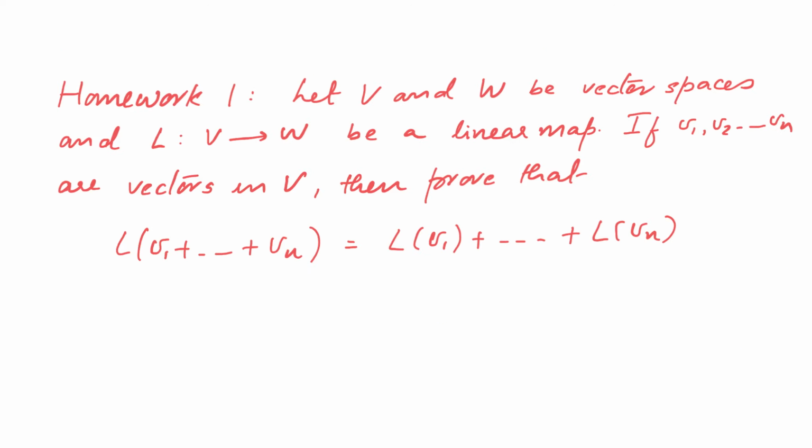Let me end this video by explicitly stating the homework that I was mentioning in the previous discussion. Let V and W be two vector spaces. Notice that I am not assuming that the vector spaces are finite dimensional. They are arbitrary vector spaces. And let L from V to W be a linear map. Under this condition, if v1 to vn are vectors in V, then prove that L of v1 plus v2 plus v3 plus etc. up to vn is equal to L of v1 plus L of v2 plus etc. up to L of vn.